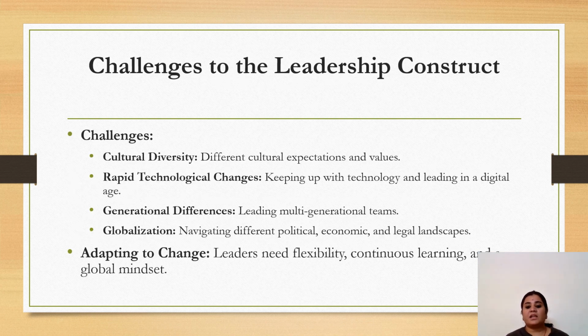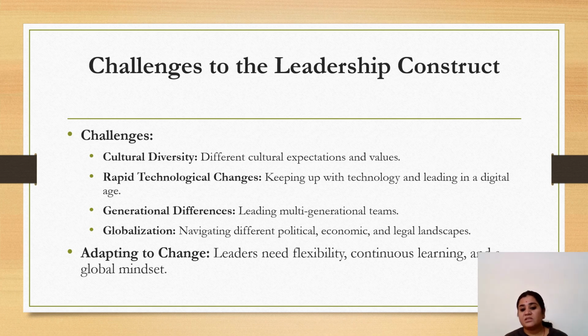Now we will discuss the challenges to leadership. First is cultural diversity. Organizations today are more culturally diverse than ever due to globalization, and different cultures have different expectations about leadership style, communication, and decision making. So this is one problem. Then we have rapid technological change, with emerging technologies like AI, machine learning, and automation. Leaders must navigate new tools and systems, ensuring their team stays relevant.